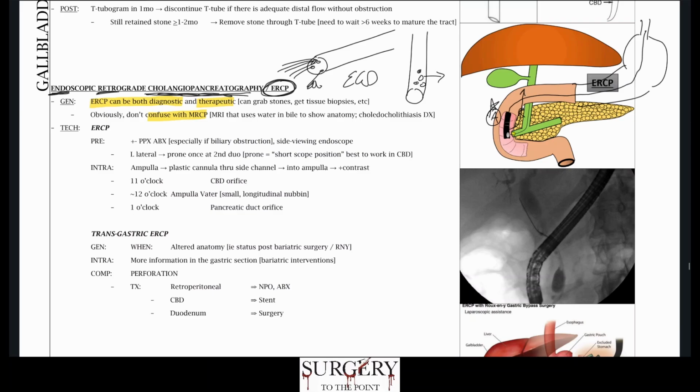There are surgeons performing ERCPs out there, but again, by and large, these are performed by GI docs. Preoperatively, they may give them antibiotics. They're going to be giving this patient general endotracheal anesthesia. They're also going to be using, like I said, a side viewing duodenoscope. They'll start first with the patient in the left lateral position, and then they'll rotate the patient to prone once they're at the second portion of the duodenum, which then allows the shortest scope position to get that scope and the working advantage of that scope.